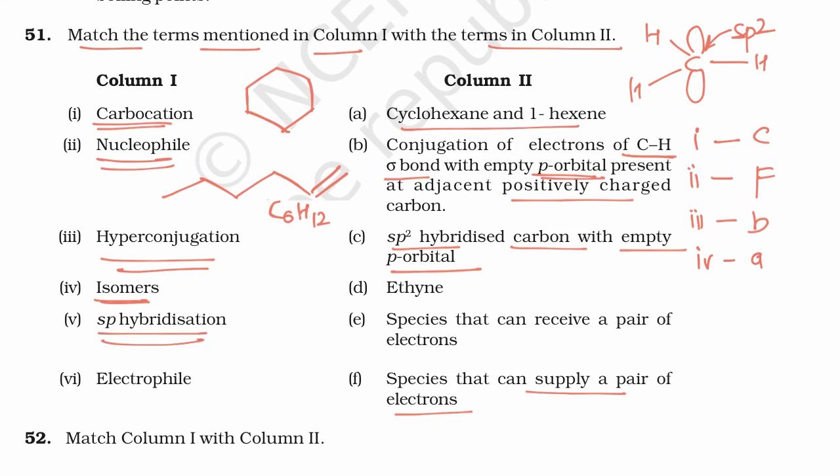Now fifth, sp hybridization. In the ethyne molecule, both the carbon atoms are sp hybridized. So fifth, D. Now sixth, electrophile. Electrophiles are those species which have a vacant orbital of low energy, so they can easily accept a pair of electrons. So 6, E.